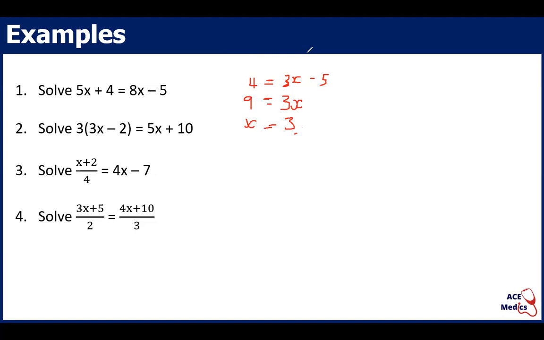Number 2 is also fairly straightforward. We just need to multiply out the brackets, and then we can do the same thing by rearranging it.